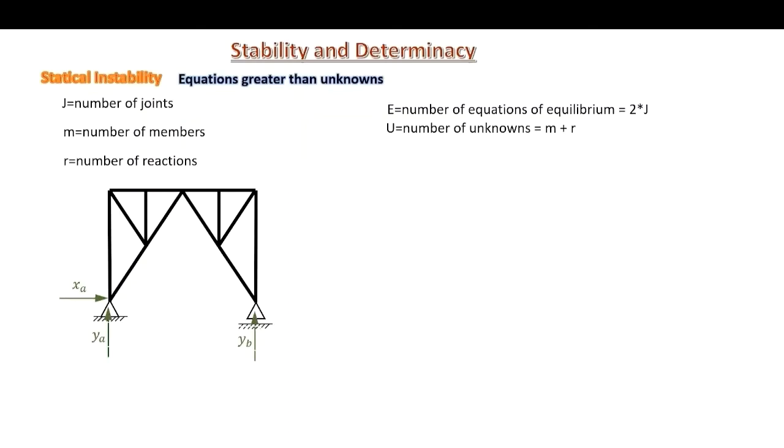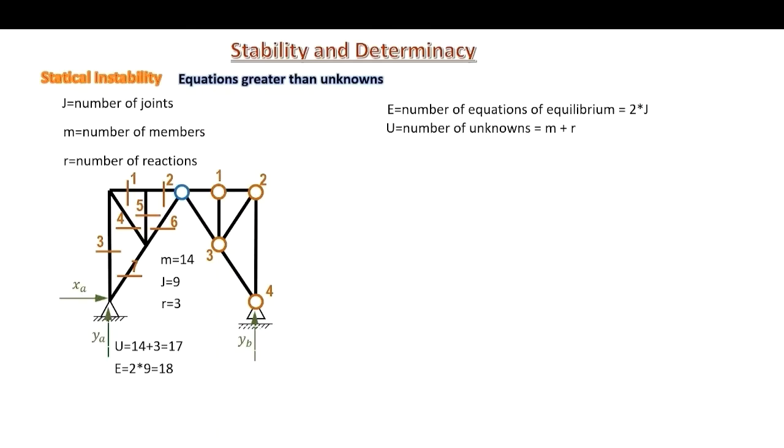and those reactions, we can count the members: 1, 2, 3, 4, 5, 6, 7 multiplied by 2 because they are the same on the other side equals 14. So we have 14 members. Counting the joints, we have 1, 2, 3, 4 multiplied by 2 because they are the same on the other side equals 8 plus 1 common joint here gives J equals 9. And we have 3 green reactions here. So the unknowns are 14 plus 3 equals 17.